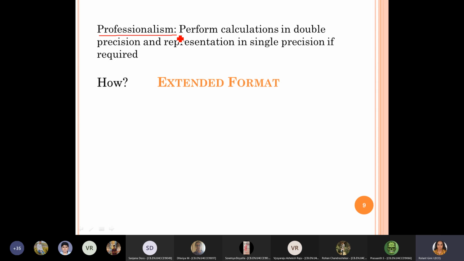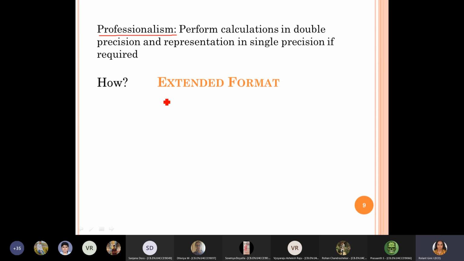Because if it's a 32-bit operation, we say we give all the facilities with 32 bits only. But here we say that you do the calculation with double precision, and then the end result alone you convert to single precision. So how is it possible?